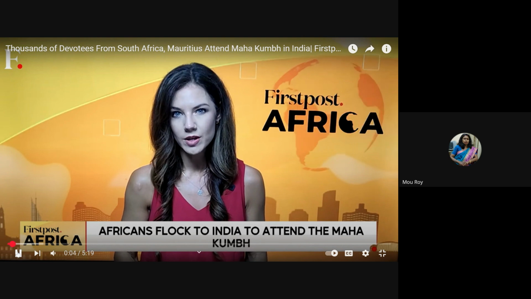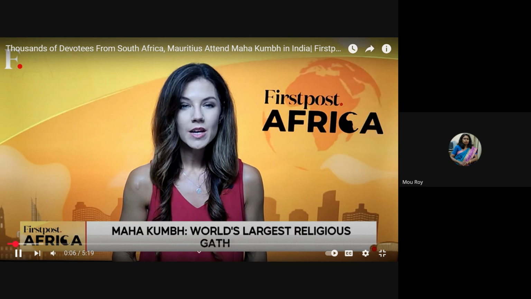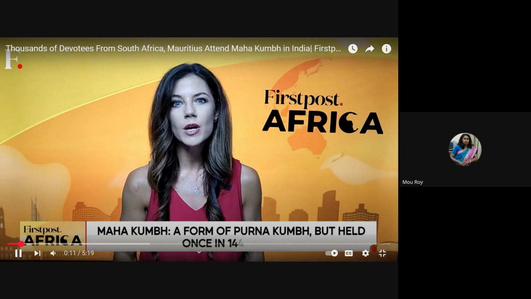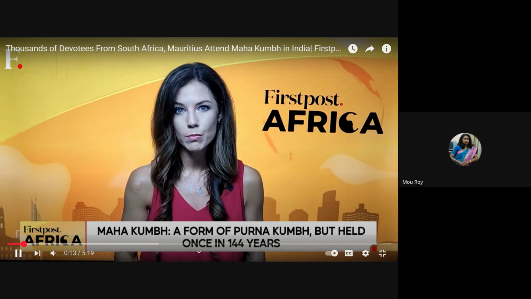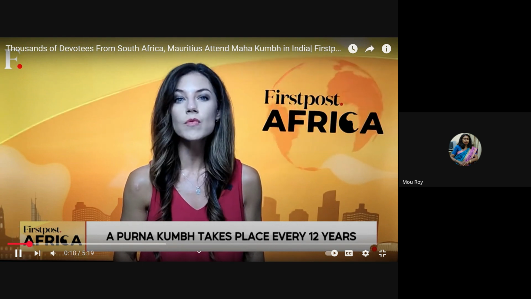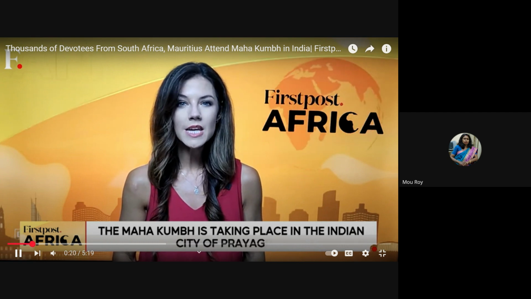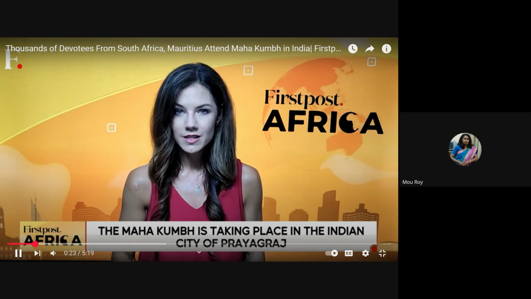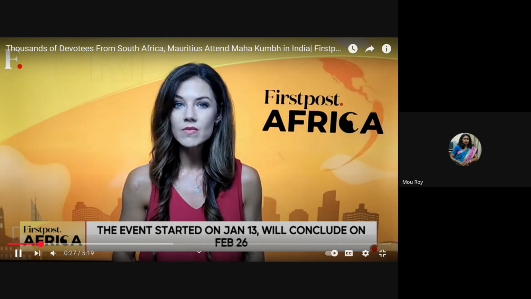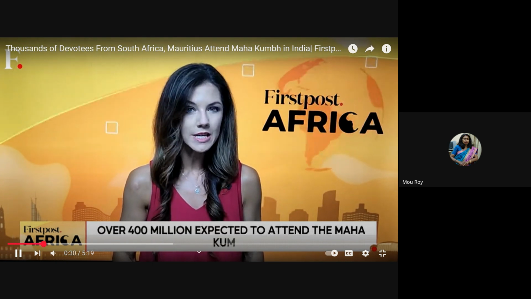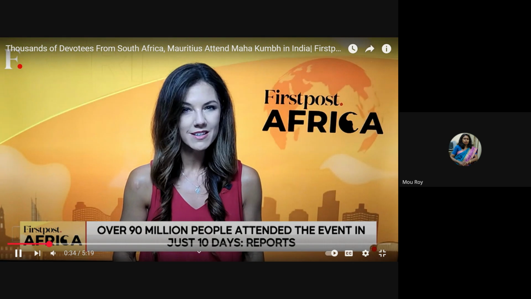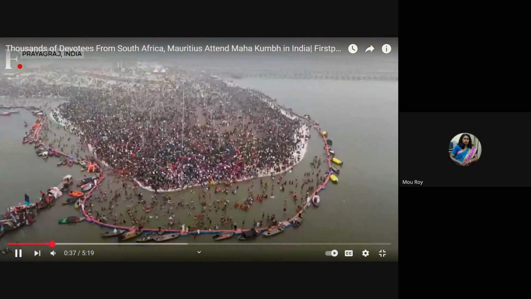Largest religious gathering that is taking place in India. Millions of Hindu devotees are flocking to India's northern city of Prayagraj to attend the Mahakumbh. It's a grand Hindu pilgrimage that takes place every 144 years and is attended by millions. This year's Mahakumbh has gained attention worldwide, and thousands of African devotees are heading to India to take a dip in the holy waters. Watch our report for more details.